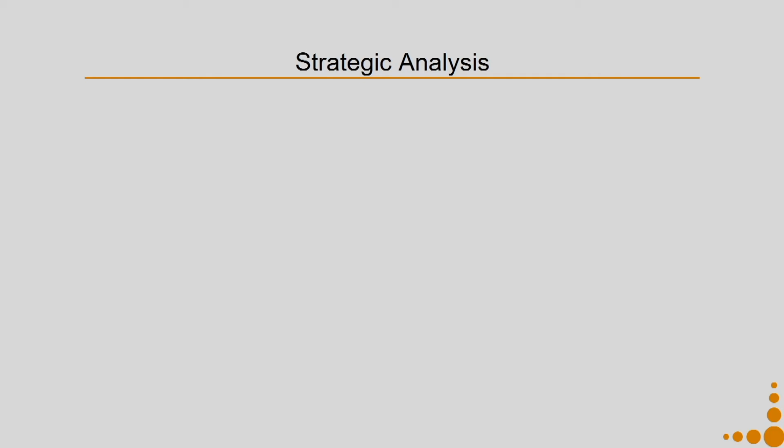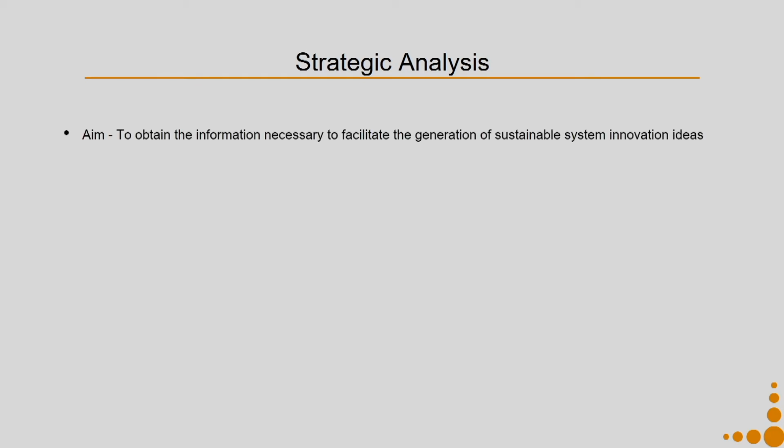So let's start with how to do strategic analysis. The aim of strategic analysis is to obtain the necessary information which will facilitate the generation of sustainable system innovation ideas. This particular stage consists of certain processes and sub processes.